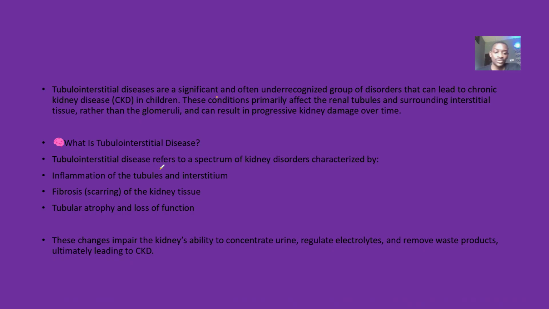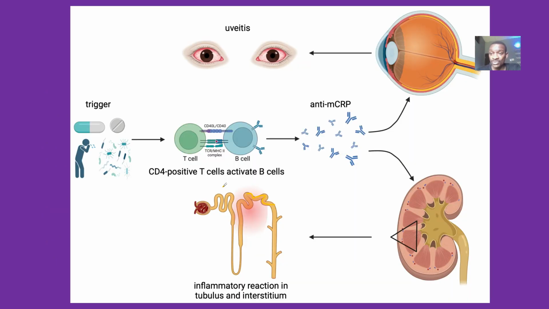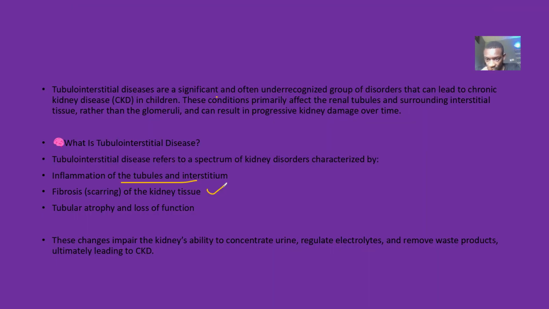They cause inflammation of tubules and the interstitium. They cause fibrosis, that's scarring of the kidney tissue. There's tubular atrophy, there's loss of function of the kidney tubules. Over time, they affect the kidney's ability to concentrate urine, to regulate electrolytes, to remove waste. Then over time, they lead to chronic kidney disease.